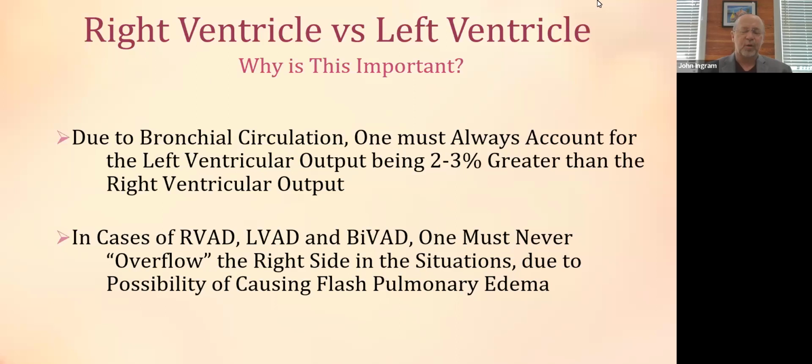But why is this important? Due to the bronchial circulation, one must always account for the left ventricular output being somewhere around 2 to 3% greater than the right ventricular output. Now, in cases of managing an RVAD or an LVAD or even a BiVAD, one must never overflow the right side in these situations due to the possibility of causing flash pulmonary edema.